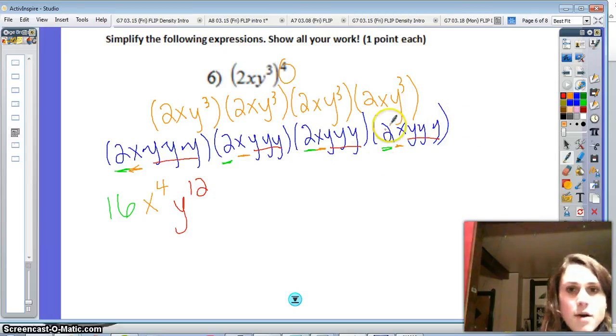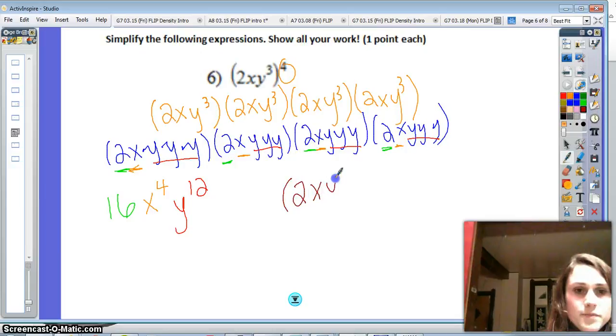Okay, now if I was lazy and I didn't want to expand all that, I could have done the shortcut, which is this. This is my original expression from up here. I'm going to go 2 to the 4th power, x to the 4th power. There's an imaginary 1 here, so I'm multiplying the exponent 1 times 4. And then y to the 3 times 4th power.